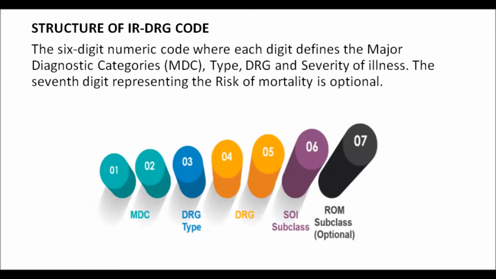Structure of IR-DRG code. The 6-digit numeric code where each digit defines the Major Diagnostic Categories, MDC, type, DRG and severity of illness. The 7th digit representing the risk of mortality is optional.